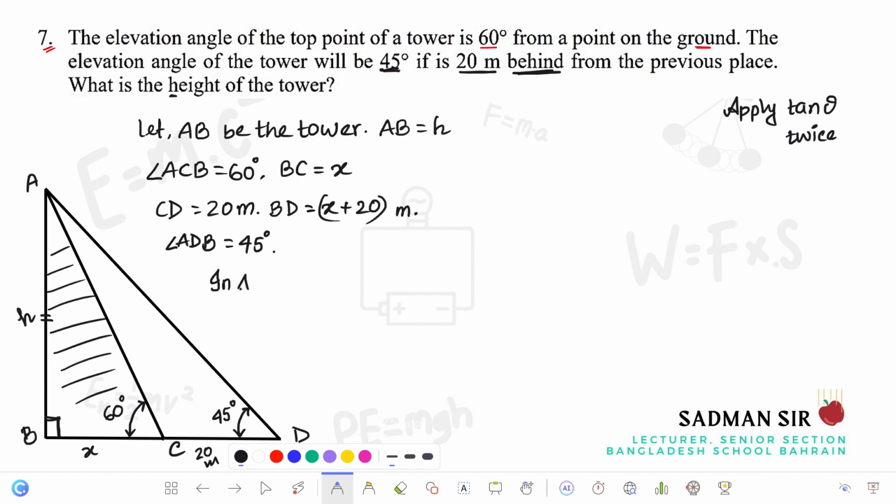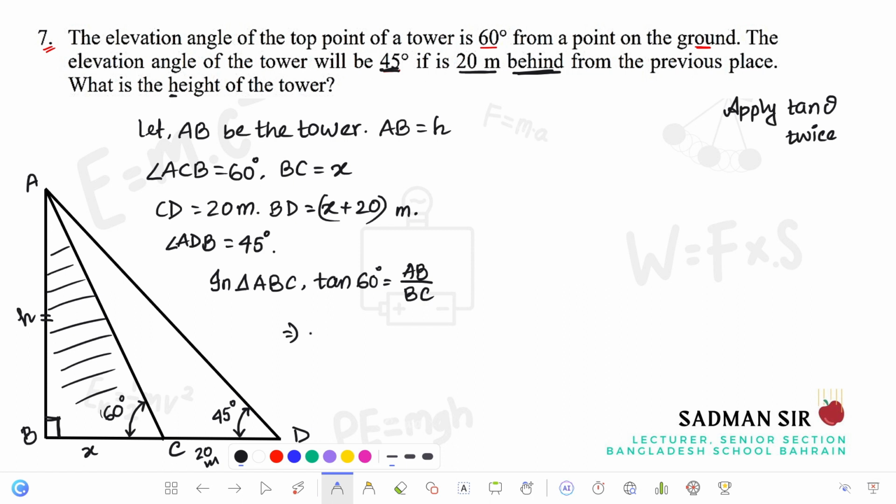In triangle ABC, remember the smaller one first. So what we need to use, as I already mentioned, is tan theta. Our angle in the smaller triangle is 60 degree. So the opposite to 60 degree is H, that means AB. Then with it adjacent is BC. Tan equals opposite by adjacent, so AB divided by BC.